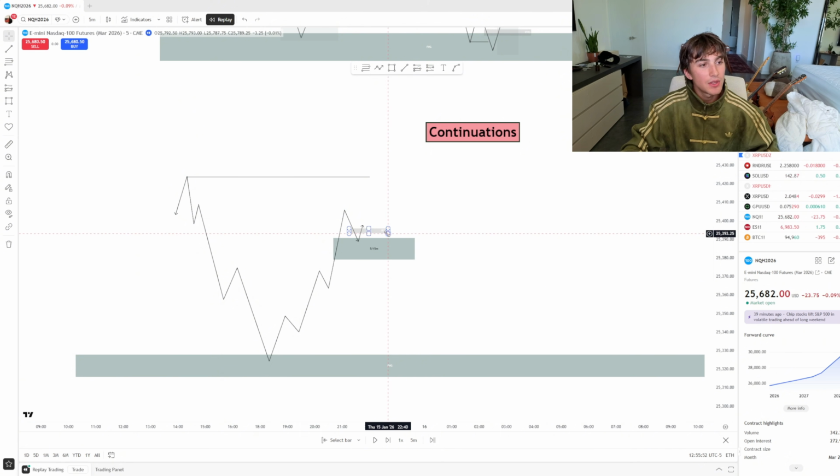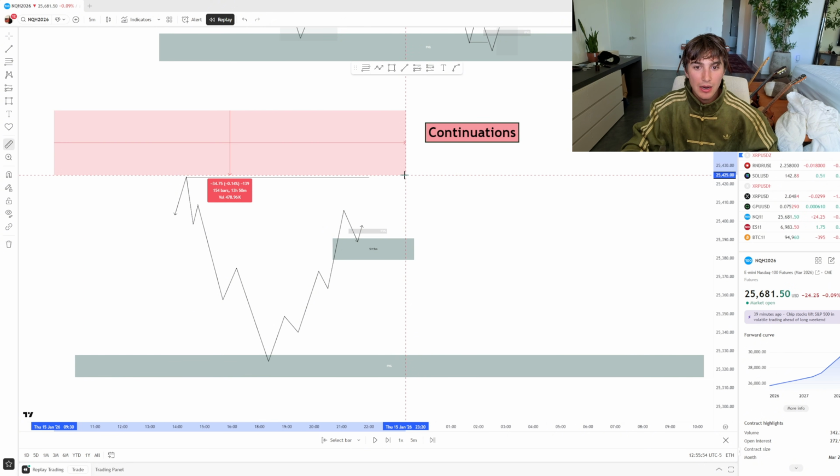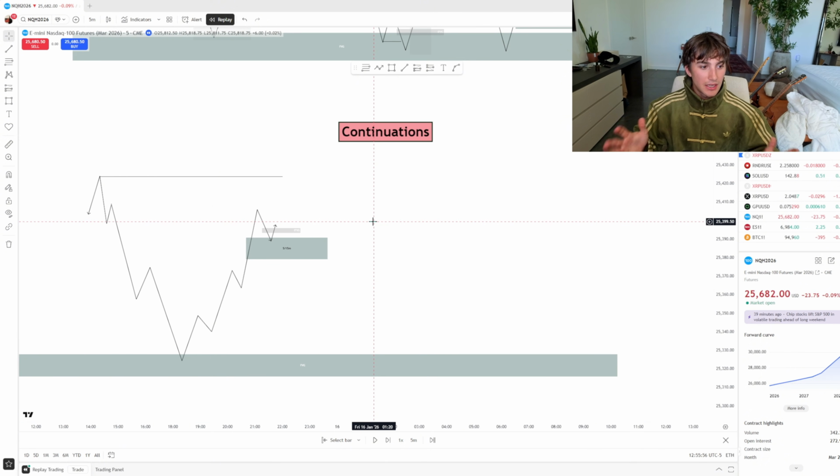Is there a major high that's still intact? Is there an unfilled 1 hour gap above? Something like that. That's very important. You have to identify a reason for price to continue going higher in this case.